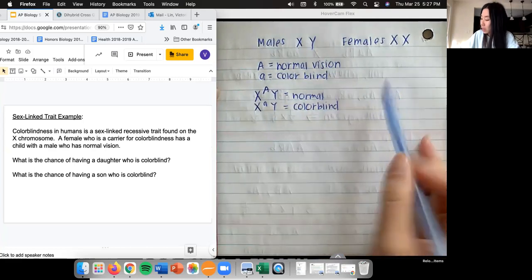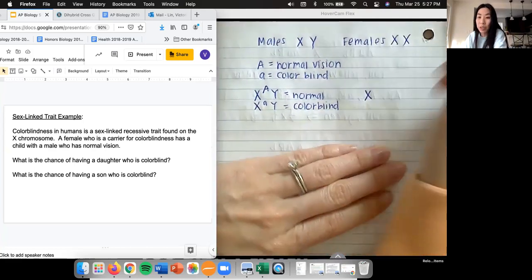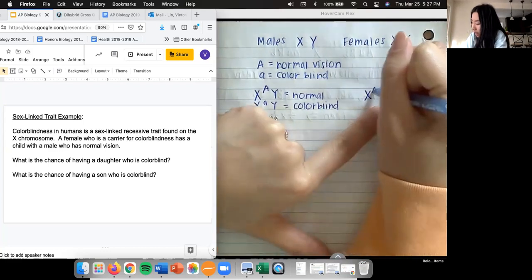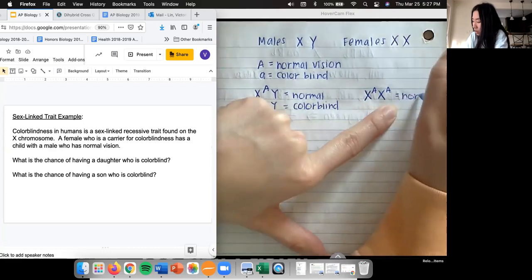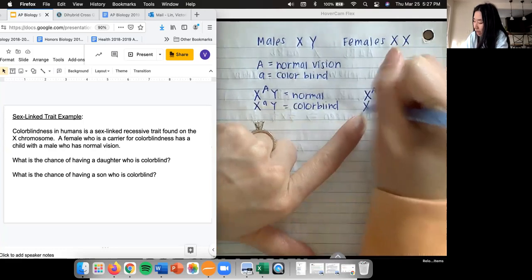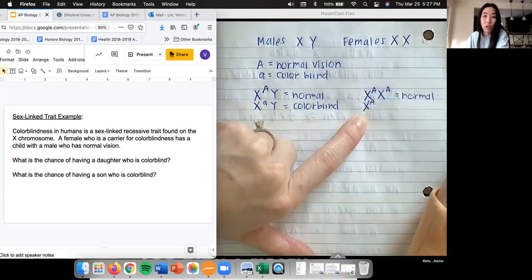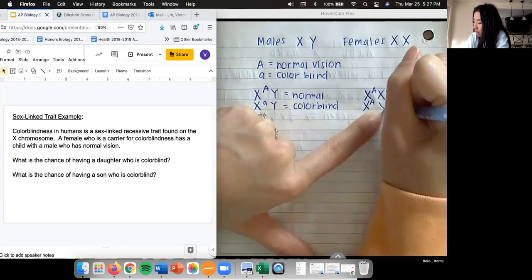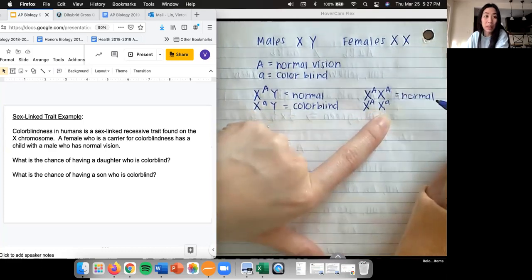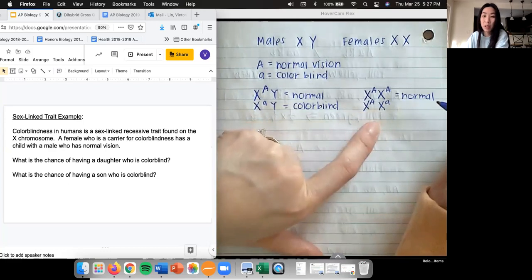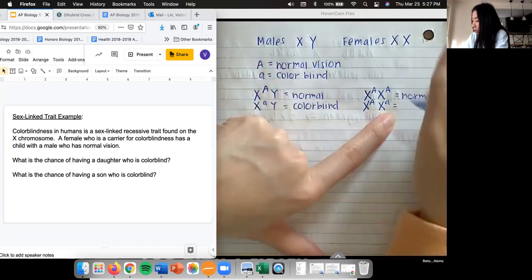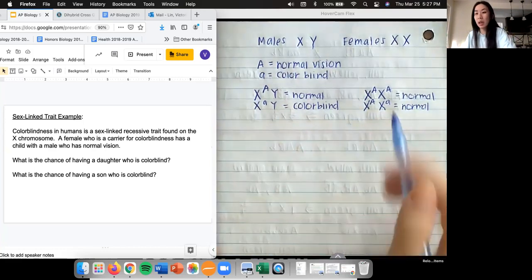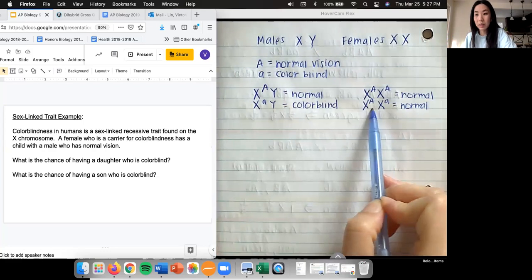Now for females, there's going to be a little bit more options. So a female could be X big A, X big A, since they have two X chromosomes. This will be normal. They could have X big A, so one of their X chromosomes has the normal vision allele, and then the other chromosome has the colorblind allele. They would be heterozygous, right? Because you have one capital, one lowercase. But their phenotype, in terms of their vision, they would still have normal vision. All right, so they still have normal vision because of this dominant allele.